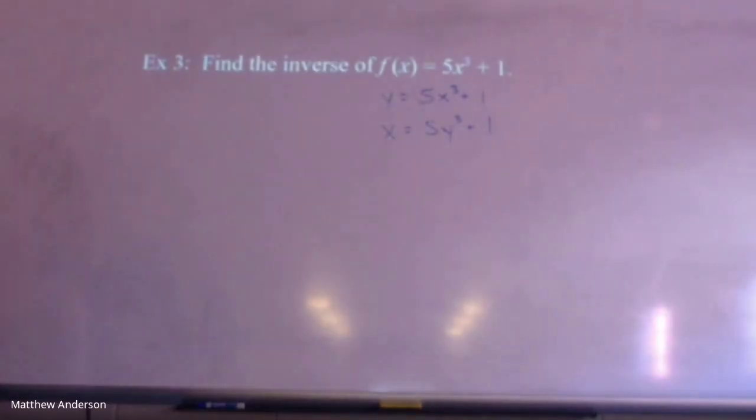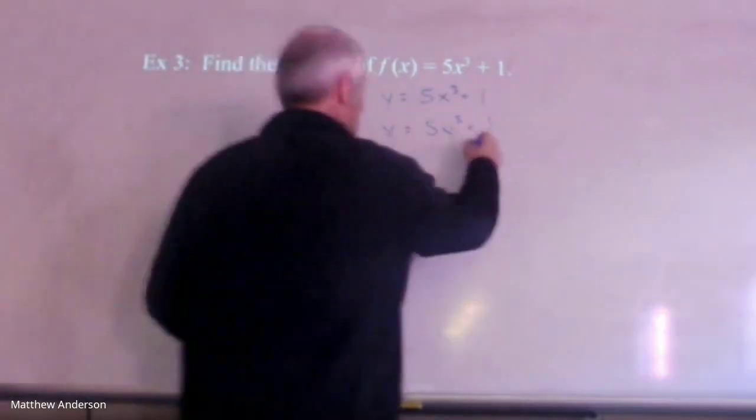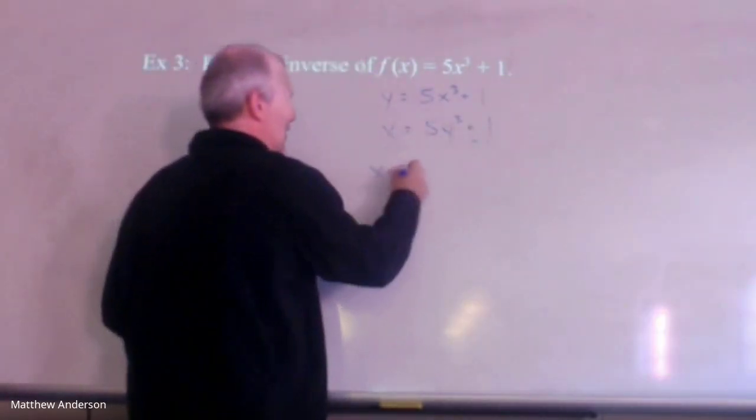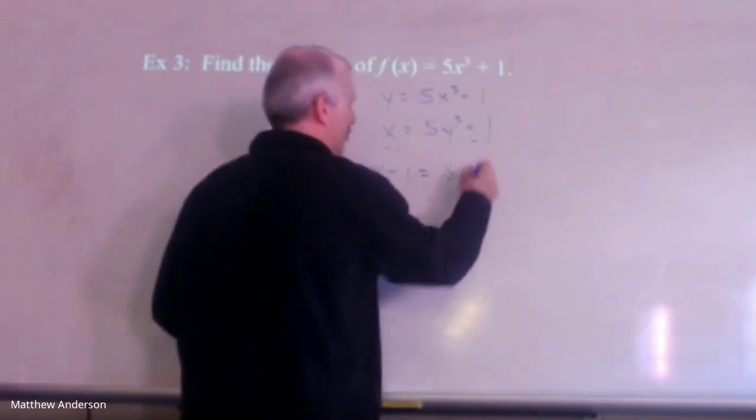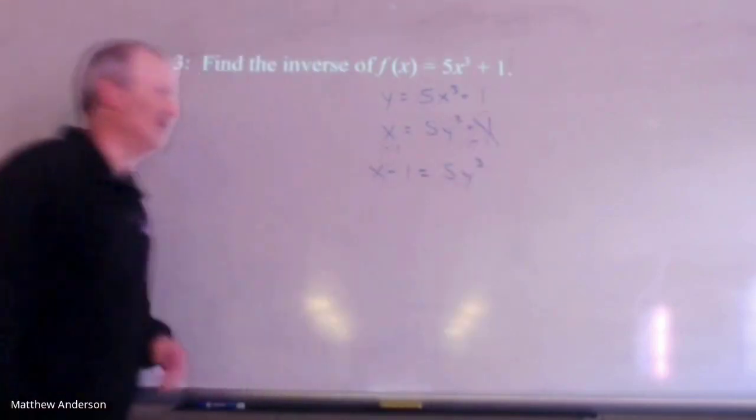Now we've got to do the work, right? Get the y by itself. What are we going to do first? Minus 1 on both sides. That's exactly right. So x minus 1, and we still have the 5y cubed here because that cancels out.